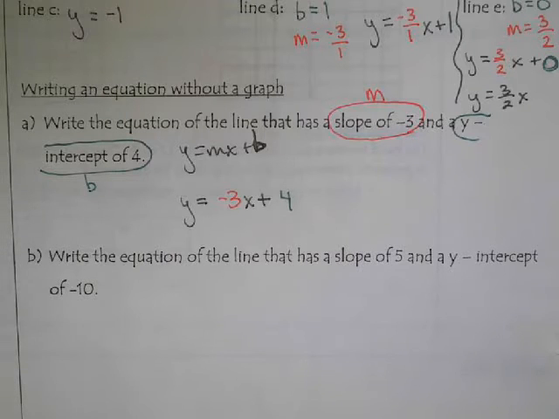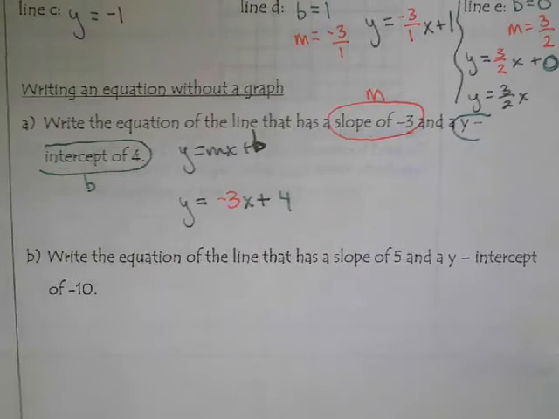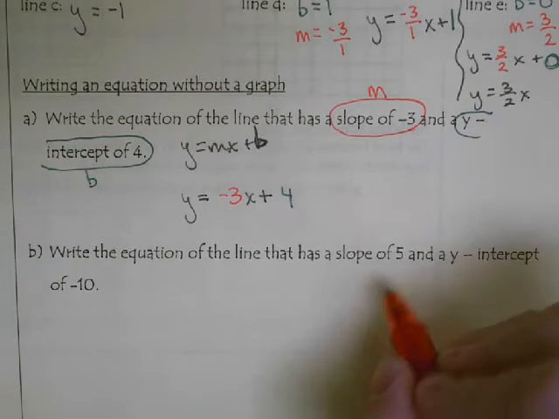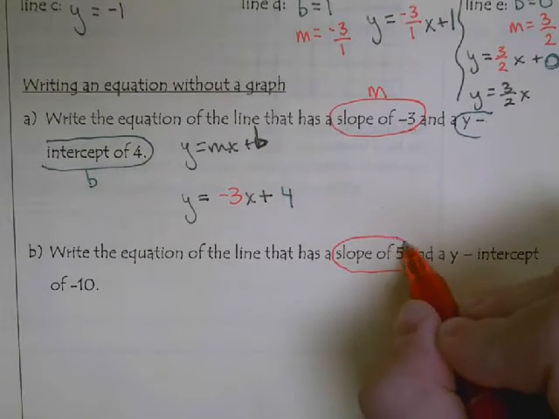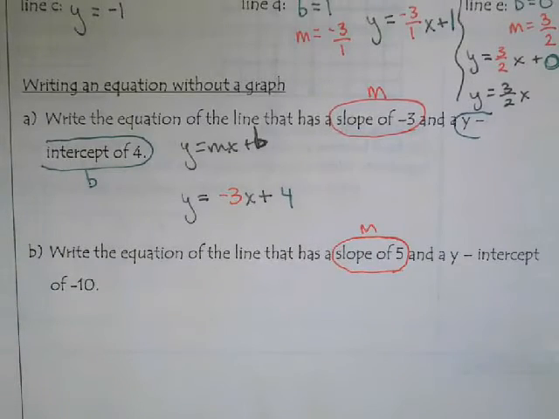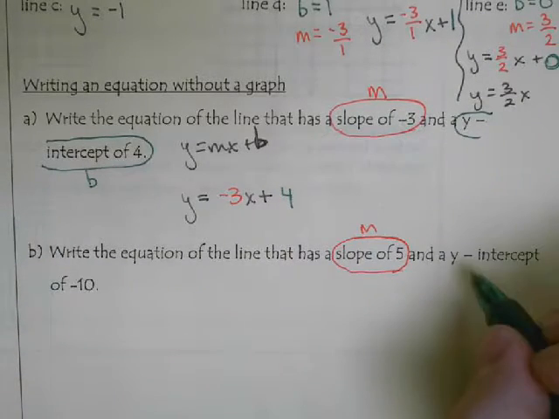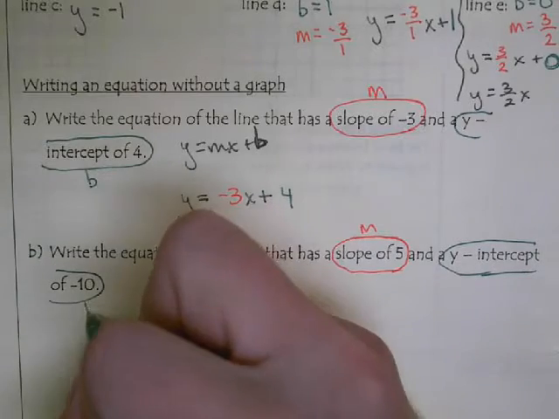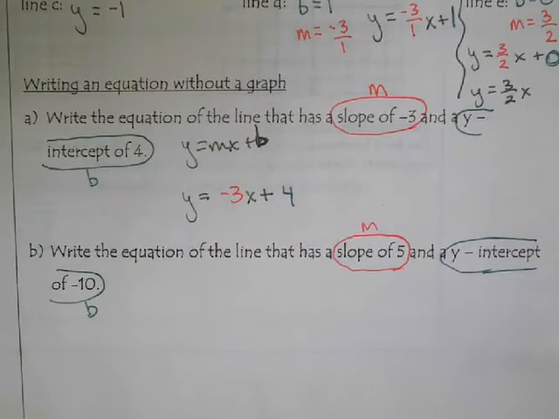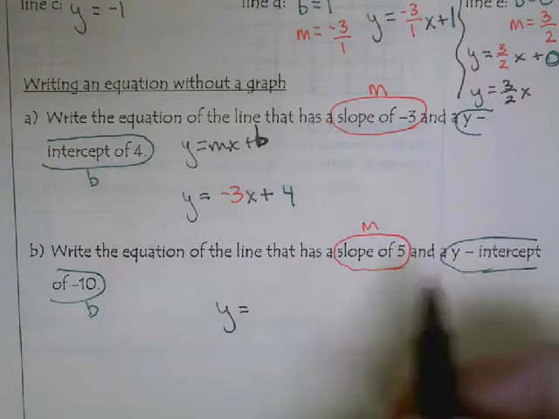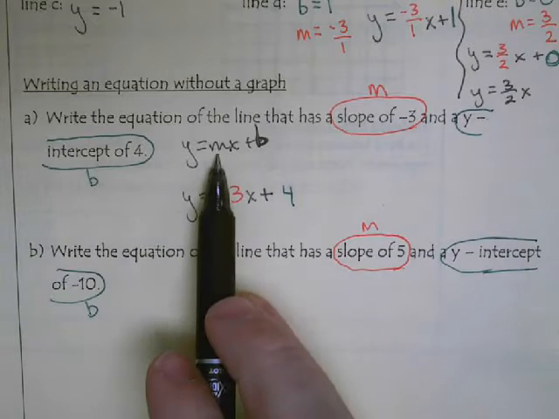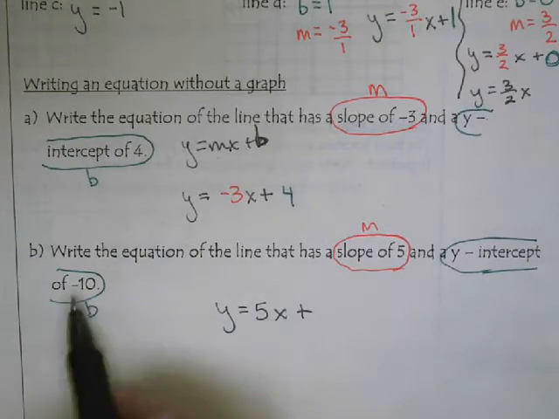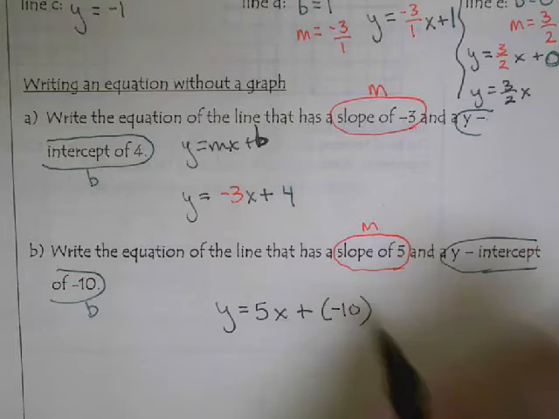Okay, so hopefully you took the chance to try this on your own. We want to write the equation of a line that has a slope of 5, letter M goes with slope, and a y-intercept of -10, which will be our B. And we just plug in. So y equals 5x plus -10.